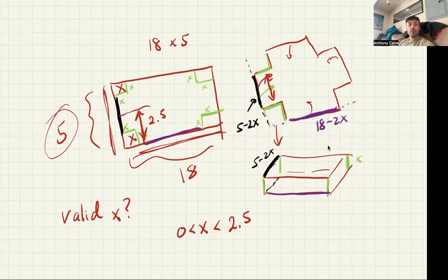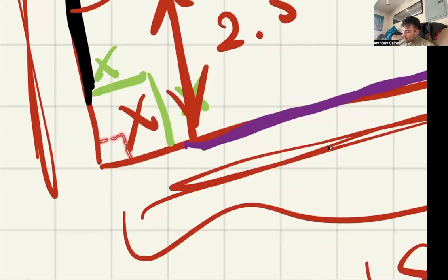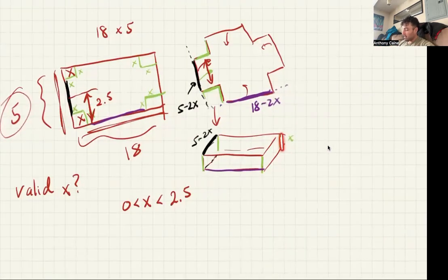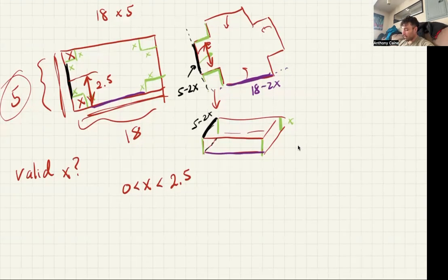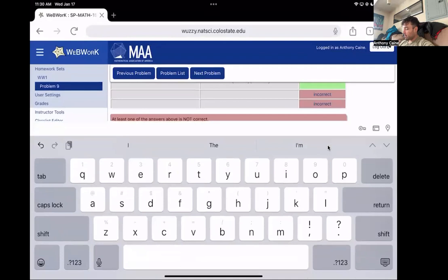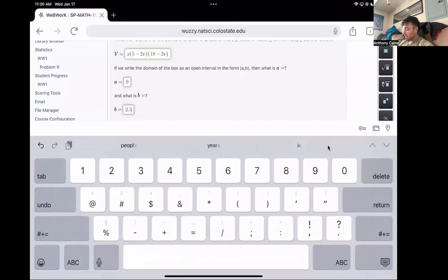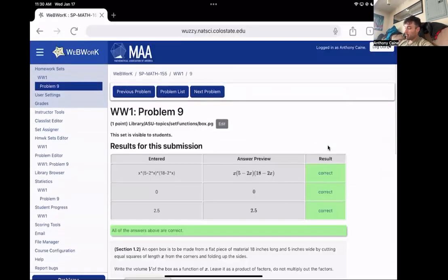Similarly, it turns out the lower limit is 0, right? You can imagine these things sort of shrinking smaller and smaller and smaller. And at each iteration, you get a box. It's really, really shallow, because x is the height of your box. As x goes to 0, you just get a more and more shallow box, but you can make it as small as you want, theoretically. So that seems like that would work. The lower bound I claim is 0, and the upper bound is 2.5. Let's give that a shot. Boom. All right, sweet. Next problem.